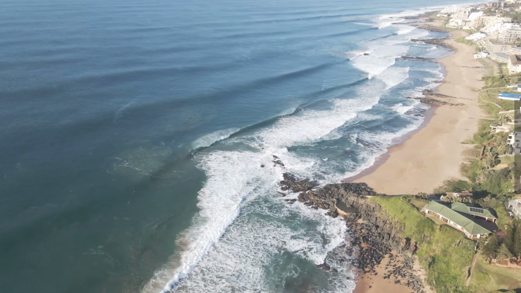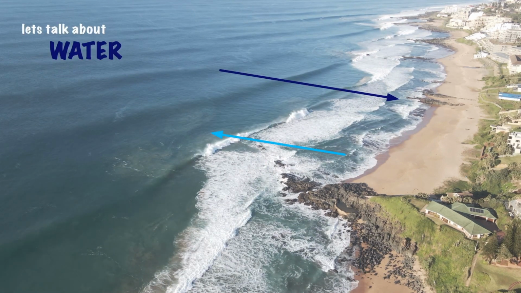All right, but before we move into any further definitions of the zone, let's just talk about water real quick, because we are dealing with a vast amount of water when in the ocean, and water has certain characteristics and behaves in certain ways. Understanding this makes it a little bit easier to understand why the surf zone moves the way it does.